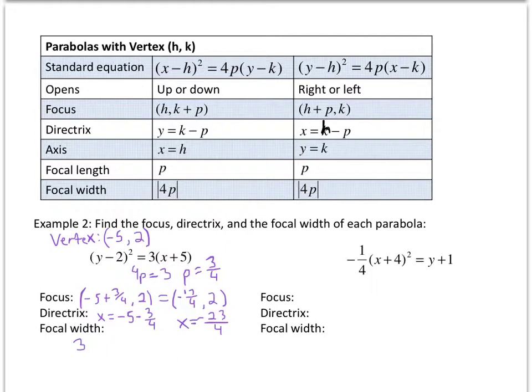On the second one here, the right side, this is not in standard form, so we're going to multiply both sides of our equation by a negative 4. Now notice when we multiply the right side by negative 4, we need to put that into parentheses, and so that's going to give us x plus 4 squared equals negative 4 times y plus 1. So I need to first look at what the vertex would be. It would be negative 4 comma negative 1, because the 4 is attached to x, the 1 is attached to y.